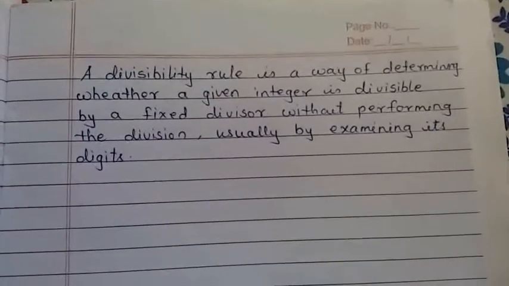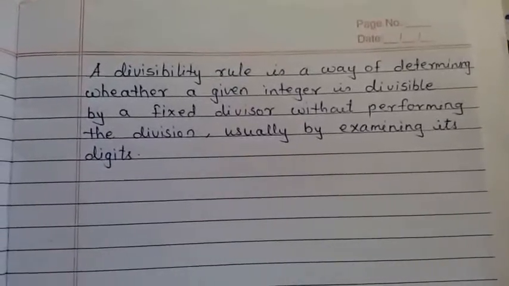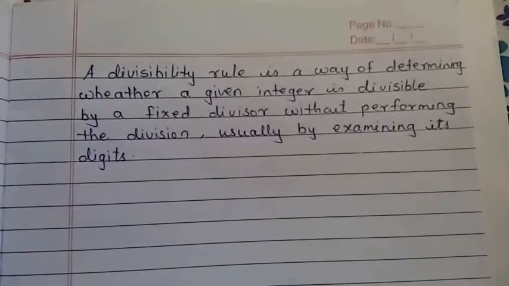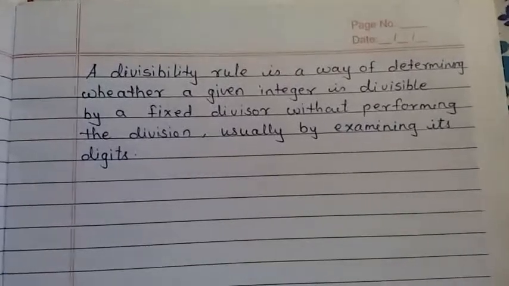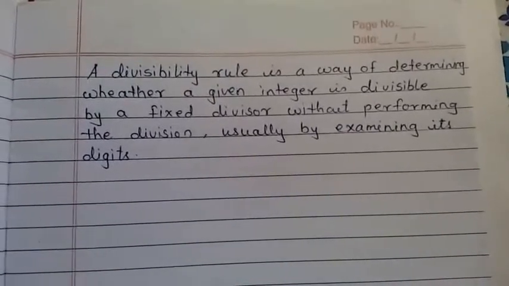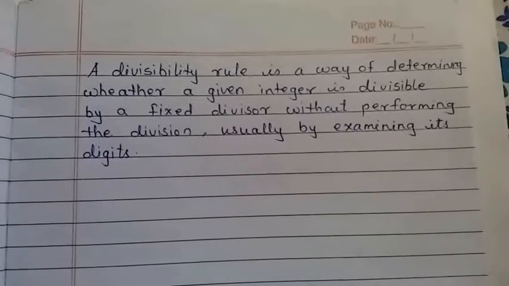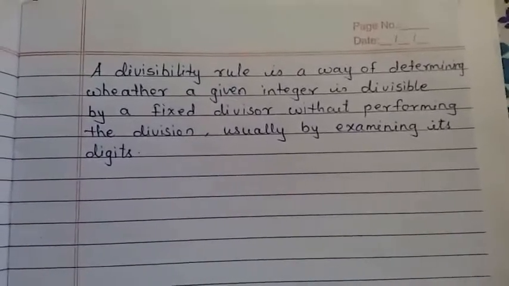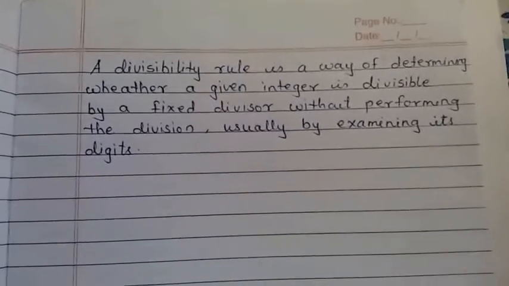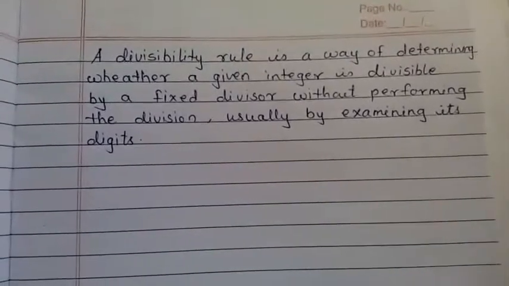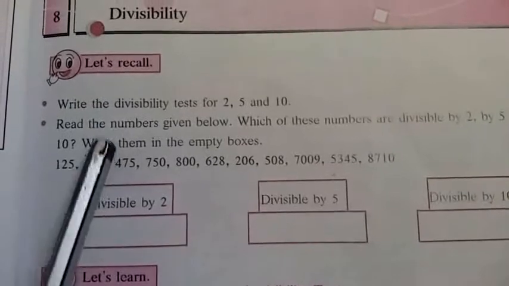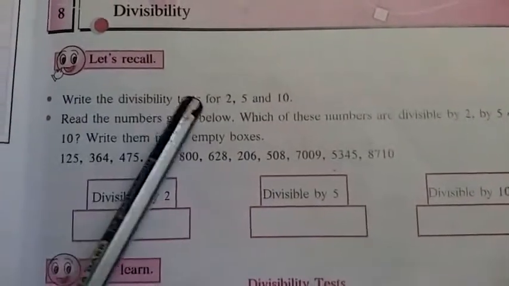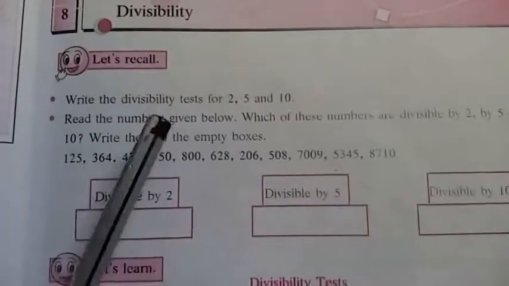Means, from the given number with their digits, we will determine whether this number is divisible by 2, 5, 10, 3, 4, 9, etc. Divisibility. Write the divisibility test for 2, 5 and 10.